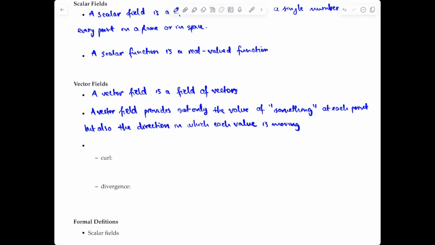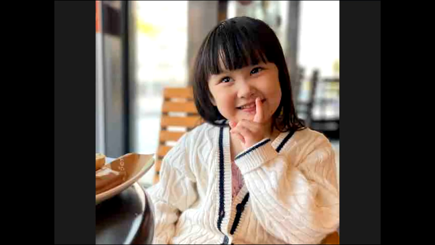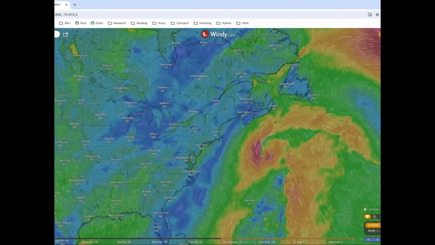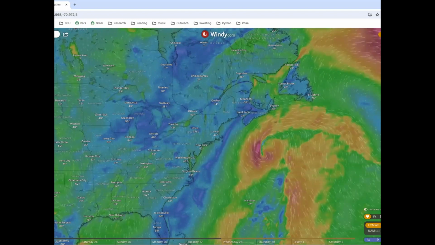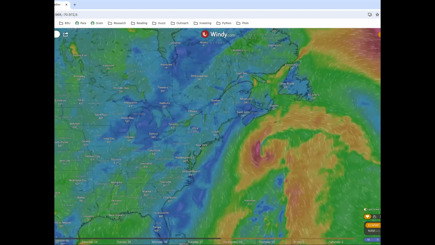Vector fields give rise to very important concepts in applied mathematics. When I say applied mathematics, you can apply this into physics, biology, and chemistry as well. All right. So the vector field gives rise to two very important concepts. The first one is the curl, and the second one is the divergence.